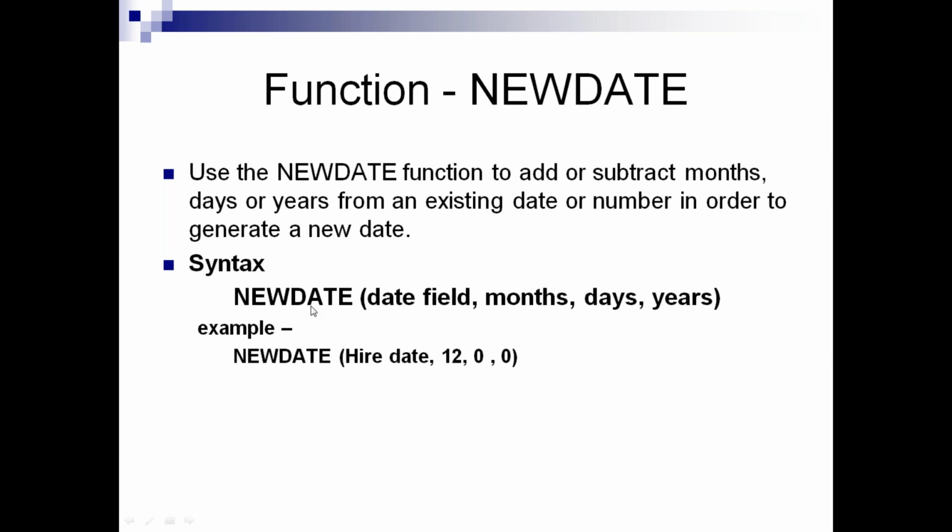So I can type in new date, all one word, opening parenthesis, the date field, comma, and then the number of months, comma, or days, comma, or years that I want to add to that hire date is my example here. So I'm going to say new date, bracket, the hire date out of payroll setup employee, comma, 12, comma, 0, comma, 0. I'm not adding any days or years to this function. I want to know when they've been here 12 months.